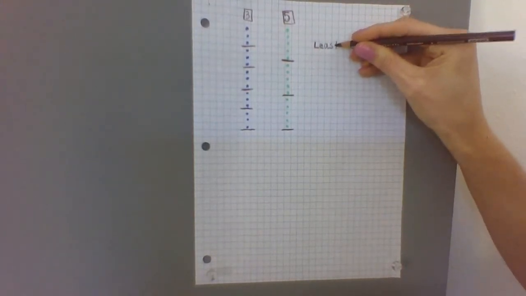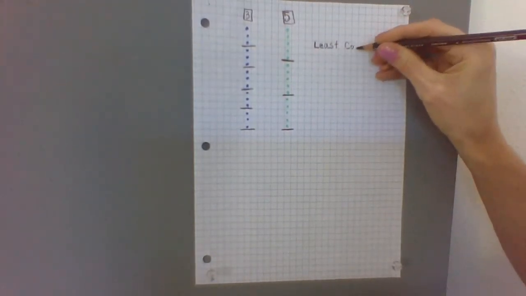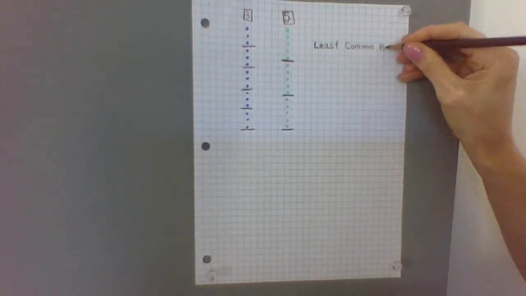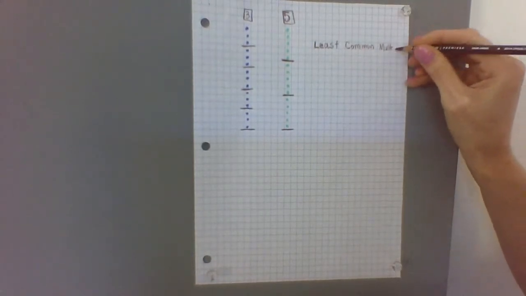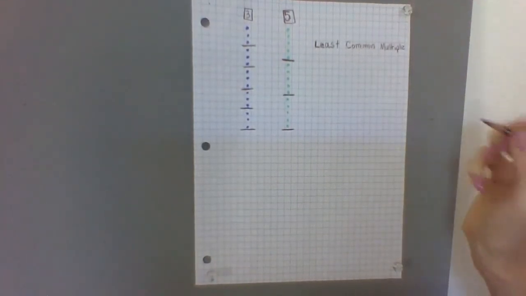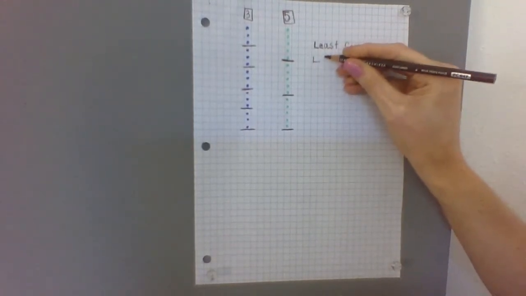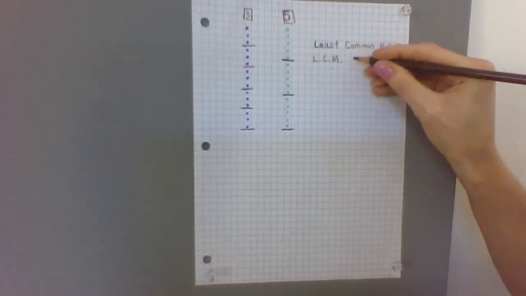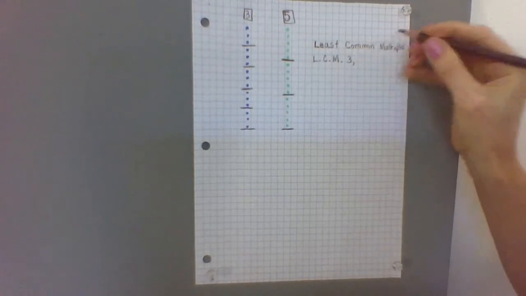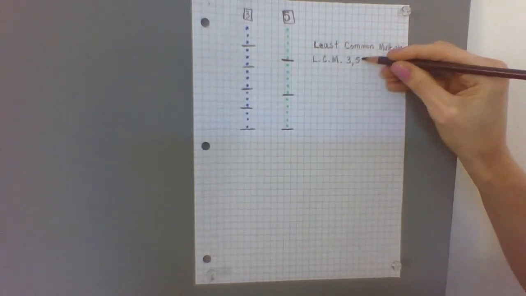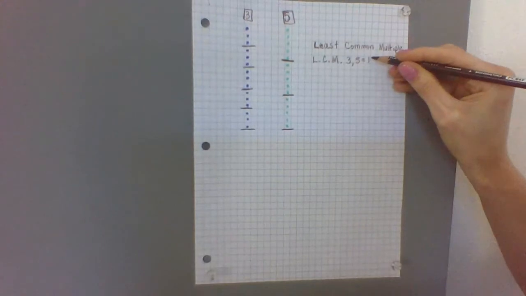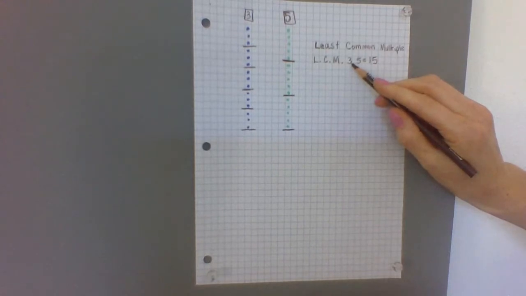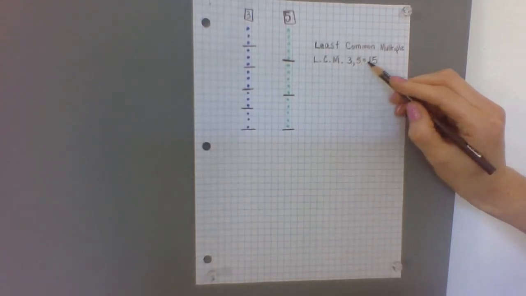Least common multiple, or for short, LCM for 3 and 5 is 15. LCM 3, 5 equals 15.